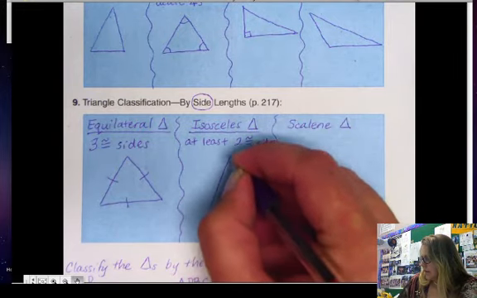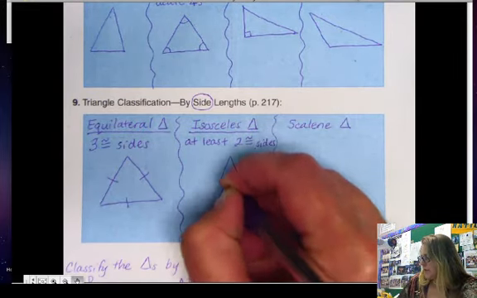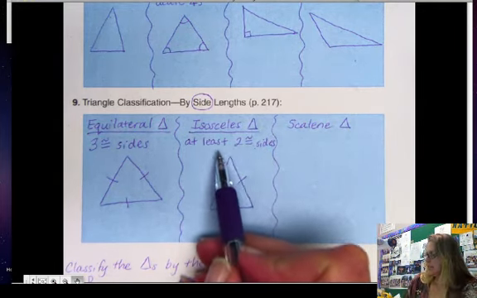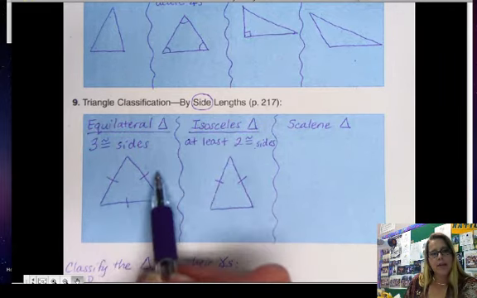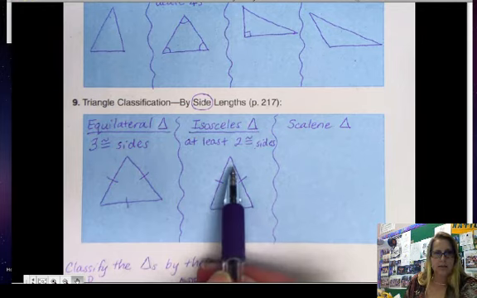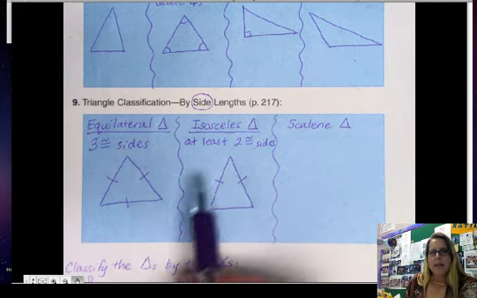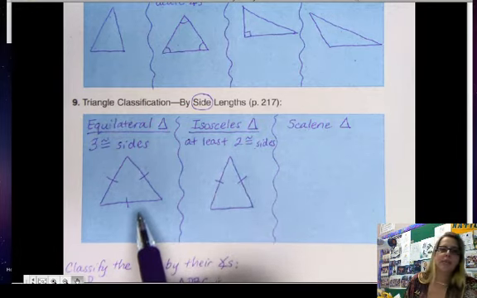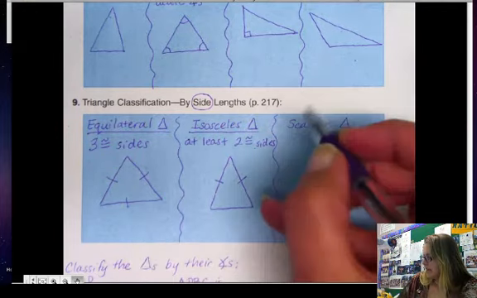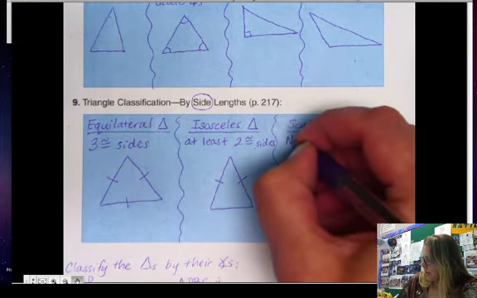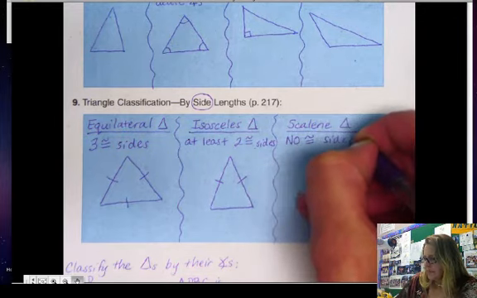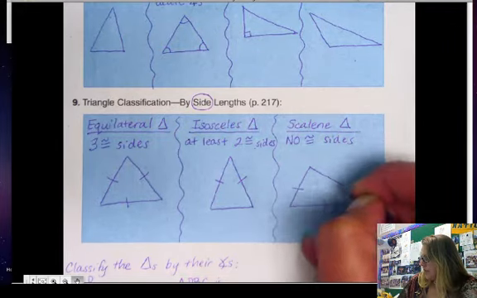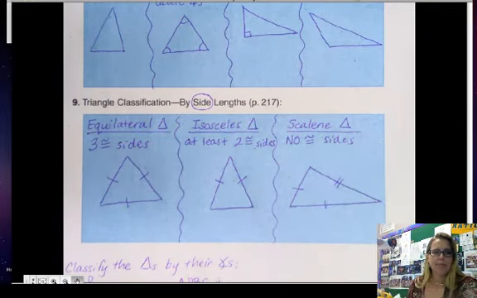So that's going to look like this, where you have 2 sides congruent. And you'll notice it says at least. That means that an equilateral triangle is also an isosceles triangle. It's just a special type. The isosceles triangle has at least 2 sides, so it could also be 3 sides, in which case it would also be an equilateral. A scalene triangle has no congruent sides. So a scalene triangle may look like this, where you have all 3 sides of different lengths.